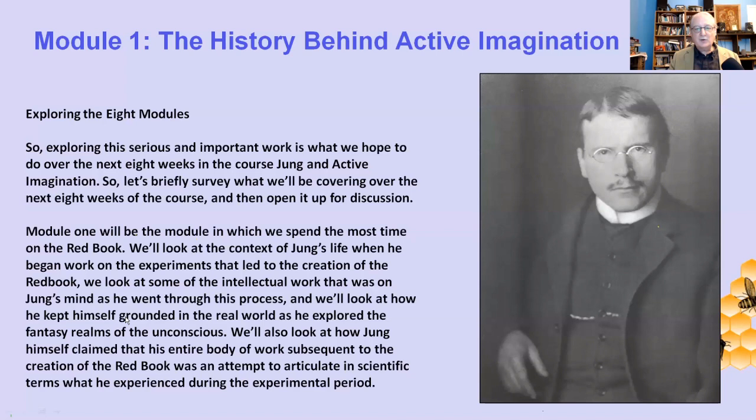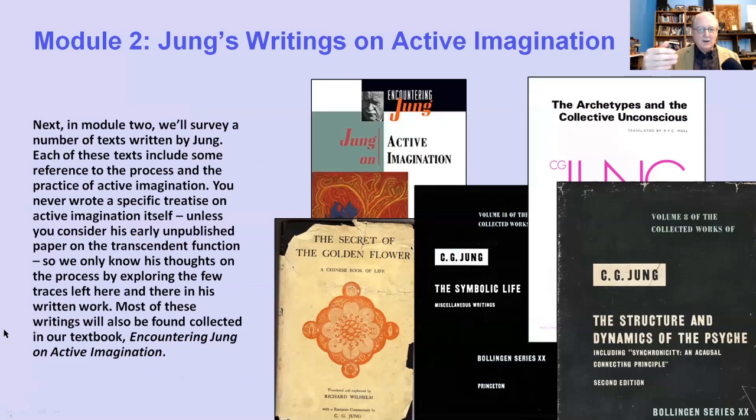Now, additionally, in the next module, we'll survey as many as we can, just a general running through the kind of writings that Jung did about active imagination: Secret of the Golden Flower. I already read some of what he said in Mysterium Coniunctionis. There are several different places where he writes with some specificity about going through that process.